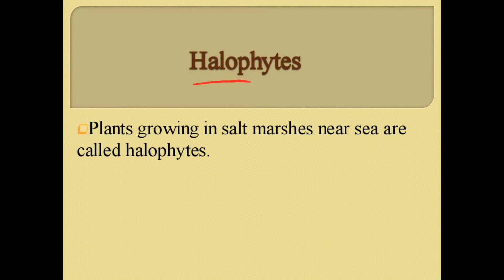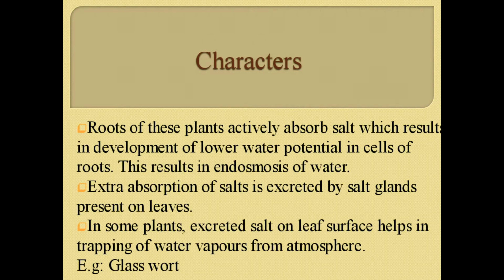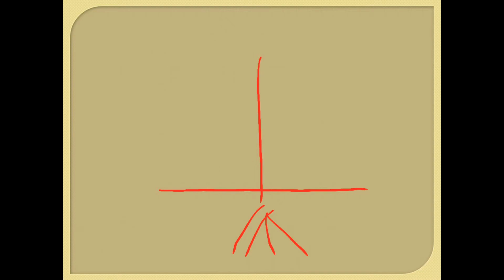Halophytes. Halo means salt and phyte means plant. So the plants which are found in the salt marshes near the sea are called halophytes. This is the soil surface and this is the halophyte. These are the roots of the halophyte. As these plants are found in salt marshes, there is a large quantity of salt present in the soil. These roots actively absorb salt, so the cells become hypertonic. As the cells become hypertonic, the surroundings become hypotonic, and the water will move from the surroundings inside the cell.